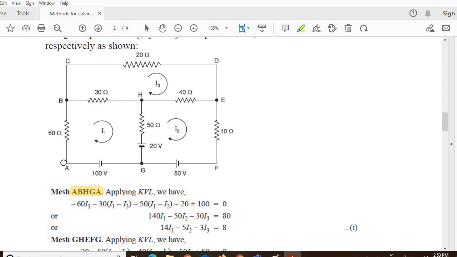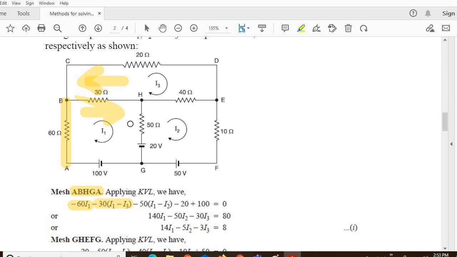So we are considering this first part AB. We have current I1 going in the same direction as the direction of the tracing path. So it is minus 60 I1. Here we have two currents. One is I1 flowing in this direction and I3 flowing in this direction. So it will be minus 30 (I1 minus I3).